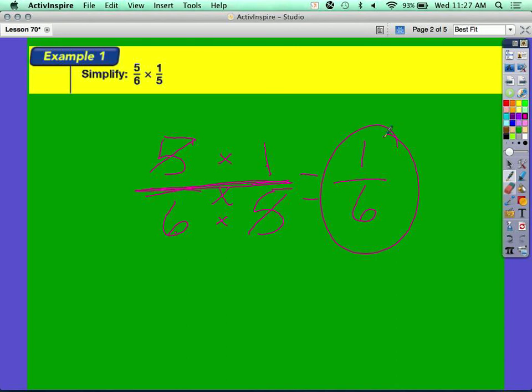So rather than multiplying all that out and then reducing, I'm reducing with my smaller numbers. So if I multiply this out, I'd have 5/30. Then you gotta think about how many times 5 goes into 30. More work. Okay? Let's try another example.